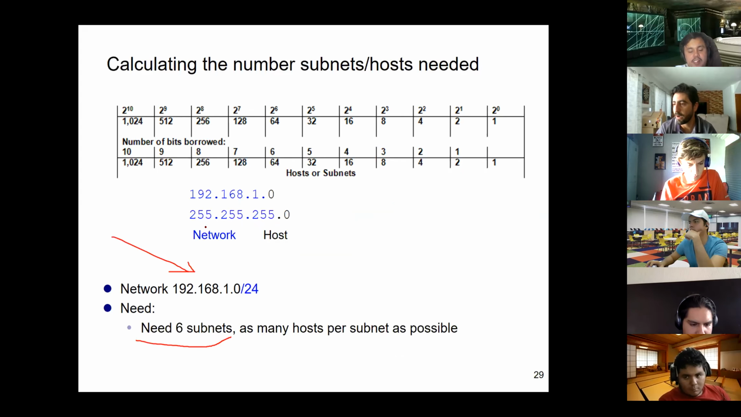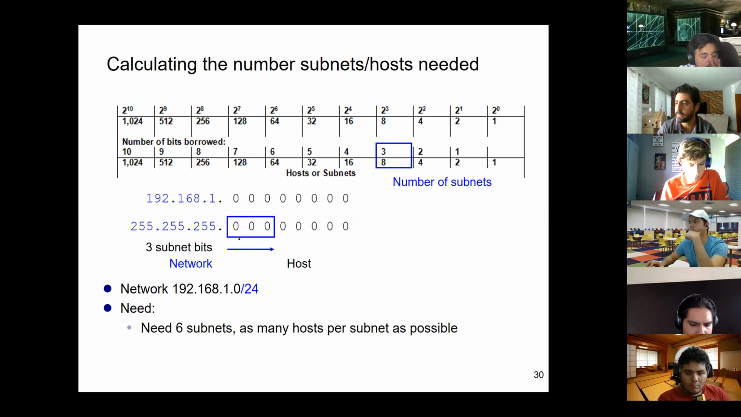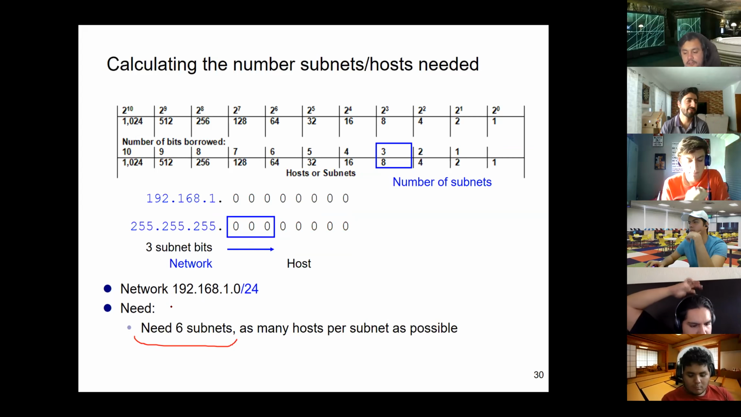For the other one, here we said, okay, I need 6 subnets. So I'm telling you, I need 6 baskets. You have all these apples. I want you to put them in 6 different baskets. But I'm not going to even calculate how many apples would be per basket.